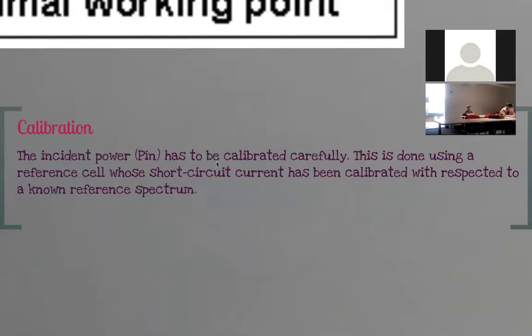So the center in the US is in Colorado, the one based at the National Renewable Energy Labs. And there's one in Europe, one in Japan, I believe one in Australia. So there's a few different places that it can be done. In any case, the calibration means that the incident power has to be calibrated very carefully. This is done using a reference cell whose short circuit current has been calibrated with respect to a known reference spectrum. So this is why you have to have a standard spectrum and a standard cell. Okay, so it's like essentially a definition of efficiency.